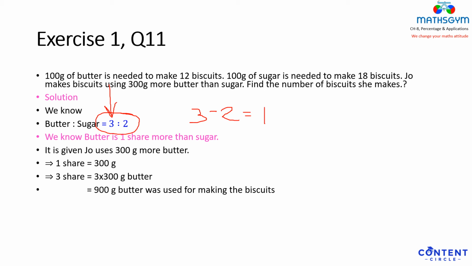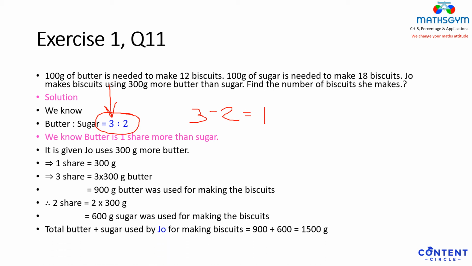We can also find out how much is the sugar used. So sugar is 2 share, so 2 into 300, which becomes 600 grams of sugar has been used for making the biscuits. How much is the total quantity of butter and sugar? Total quantity of butter and sugar used is 900 plus 600 grams, which is equal to 1500 grams. So the biscuits which have been made by Joe have used 1500 grams of butter and sugar. Let's take the next step.